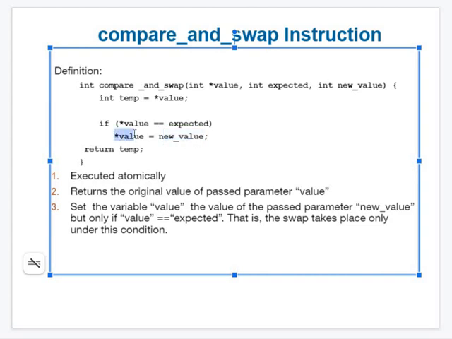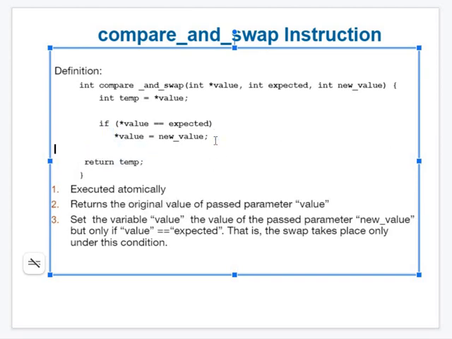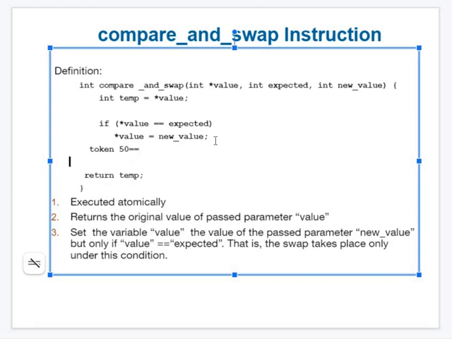So that time, what happens for 100, let me type something here. Okay, here, for token 50 and what happens for token 100.